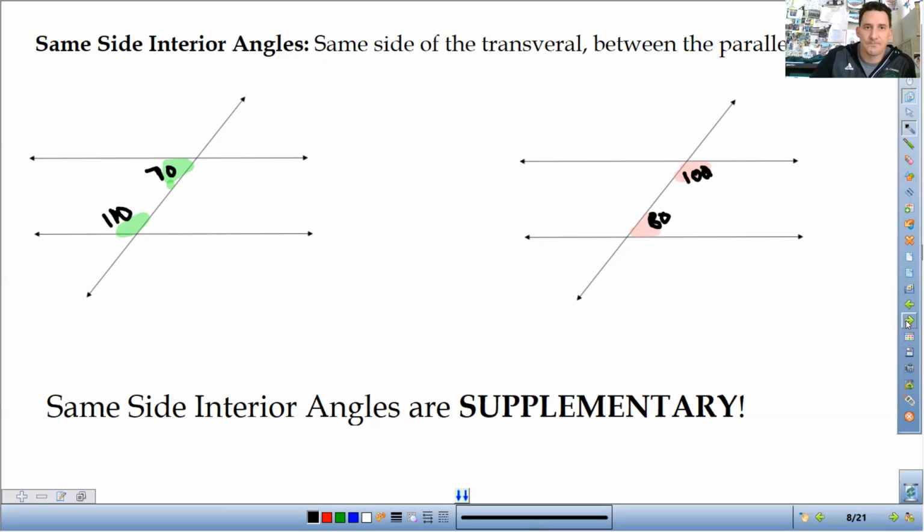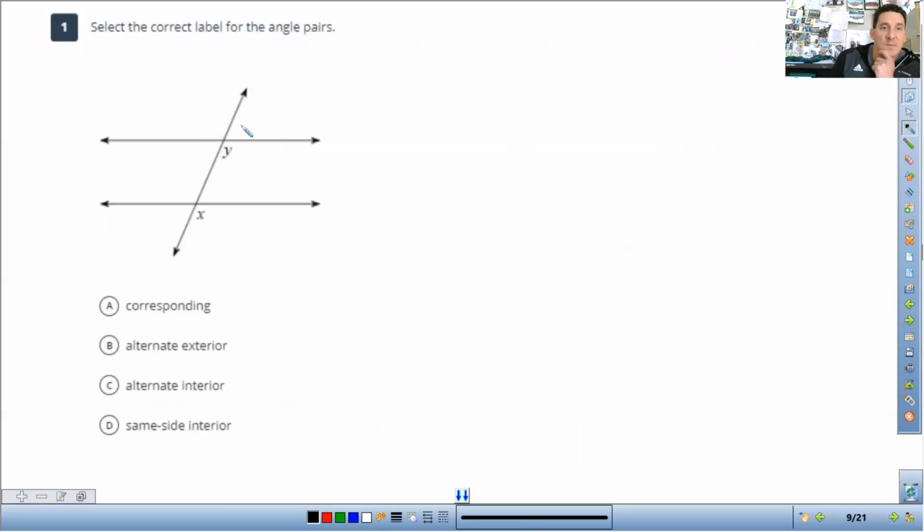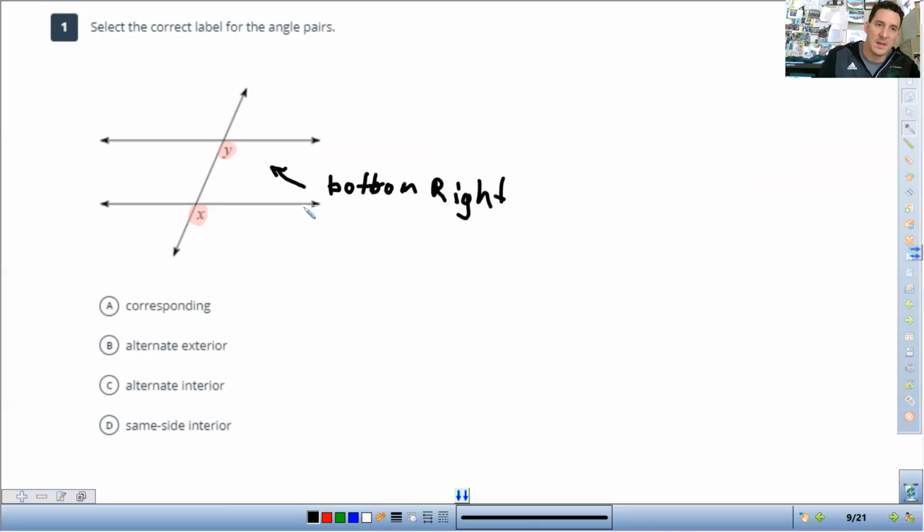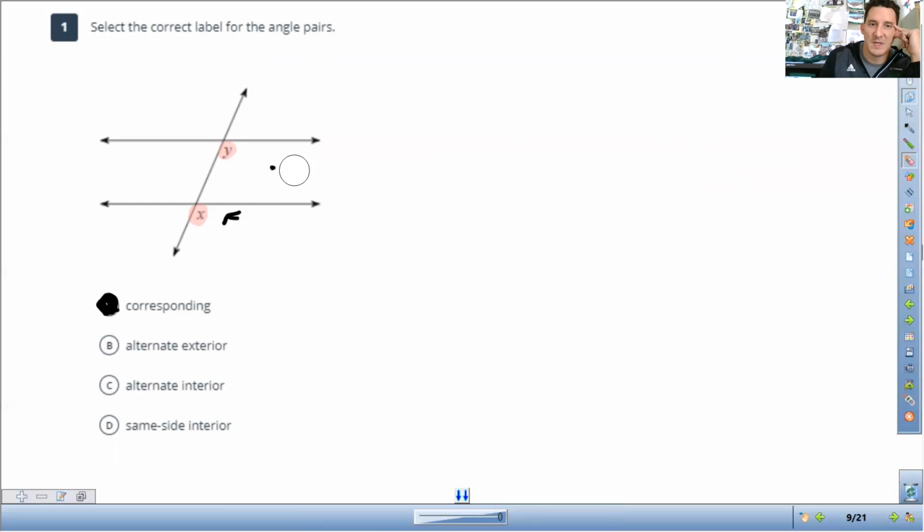All right. So let's look at this. Select the correct label, angle Y and angle X. So since Y is in the bottom right, X is in the bottom right, they're in the same position, right? Bottom right. That one's in the bottom right of that. So if they're in the same position, they are corresponding angles. Same position.